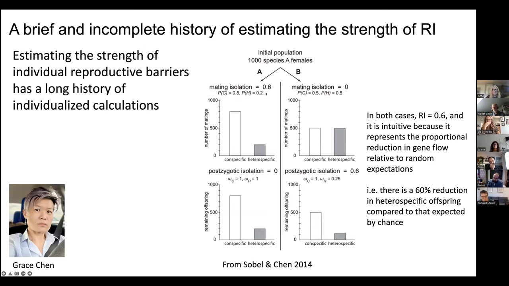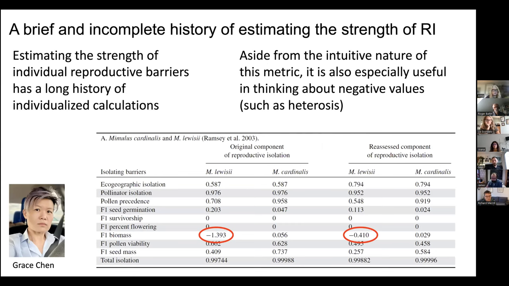For example, here, mating isolation: if we calculated a value of 0.6, that 0.6 means something. It's a 60% reduction in hybridization compared to what you expected. And the same is true on the post-zygotic side. If you impose a survival difference between conspecific and heterospecific offspring, you'd get this 60% reduction that represents how much you think gene flow changes from the barrier. And aside from being able to just articulate what it means, I think one of the nice appeals of this metric was that when you start seeing negative values, like in cases of heterosis, again, it's something you can relate to the positive values of isolation.